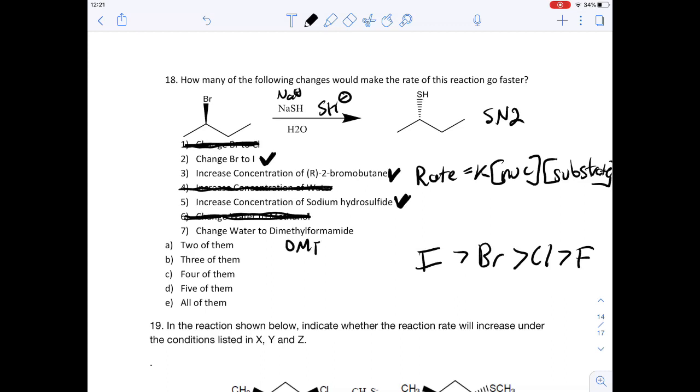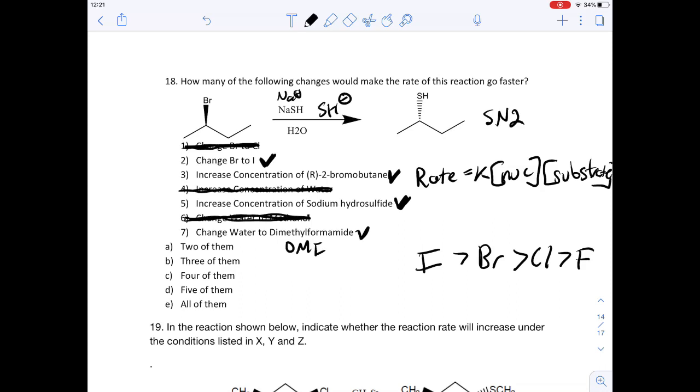7 is changing water to DMF. That's what dimethylformamide is, so DMF. And as you guys know, that's one of our polar aprotic solvents, and that will increase the rate of the reaction because SN2 prefers polar aprotic. So 4 of these would make the rate of reaction go faster, so the answer to number 18 is going to be C.